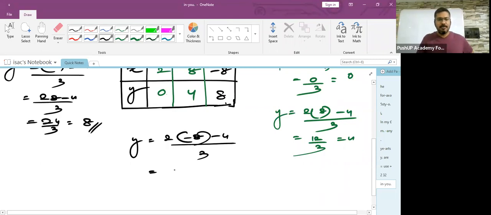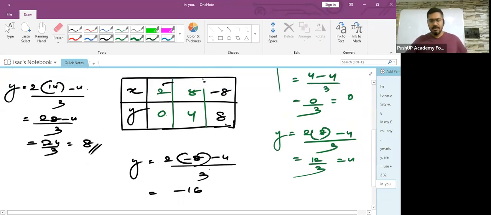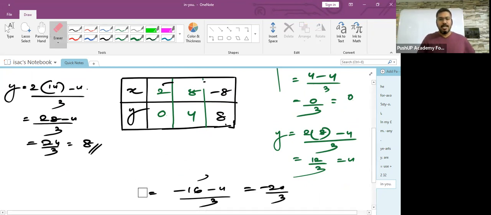So 2 into minus 8 would give me how much? Minus 16. Will it help us, children? 2 into minus 8 is minus 16. Minus 16 minus 4 divided by 3. No, I think you are getting minus 20 by 3, children.